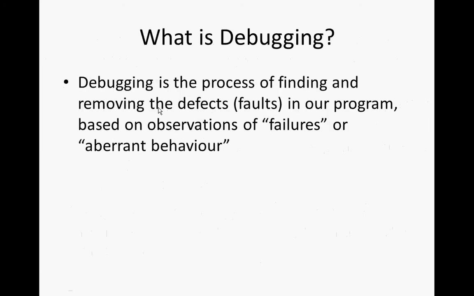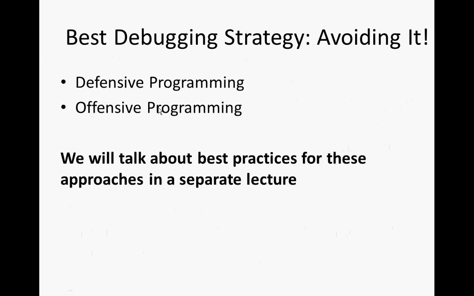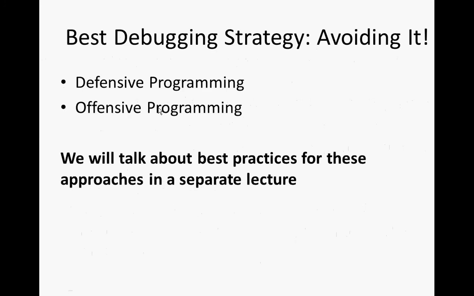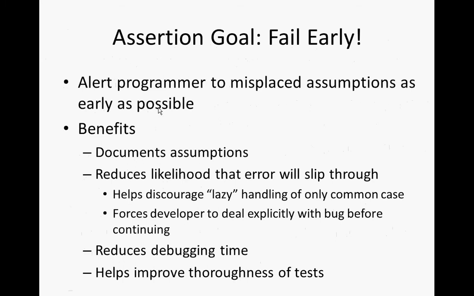So debugging is the process of finding and removing defects from our programs based on observations of failures or aberrant behavior. I have a good lecture on this online, I think several versions of it. Suffice it to say that one of your goals is, if your model has bugs, to make them reveal themselves as soon as possible. If there's a problem, you want to know it as quickly as possible, just like you want to know if there's a problem on your airplane before you take off. So you want to fail early. You want your model to alert you to problems.